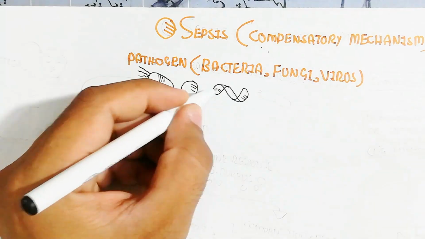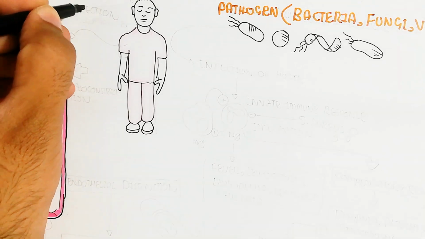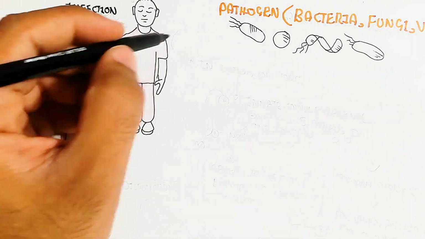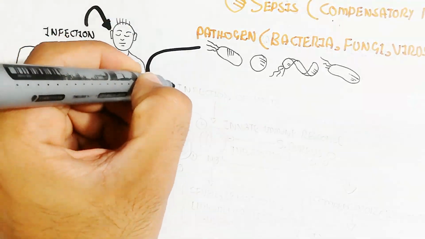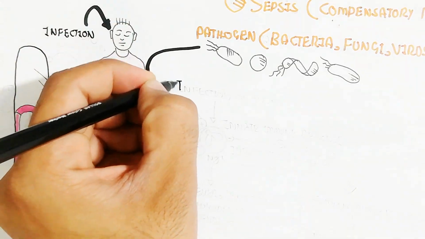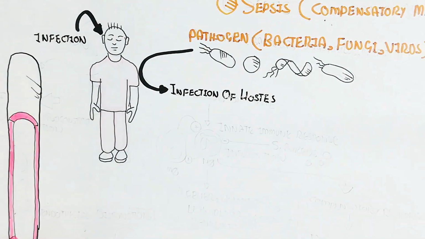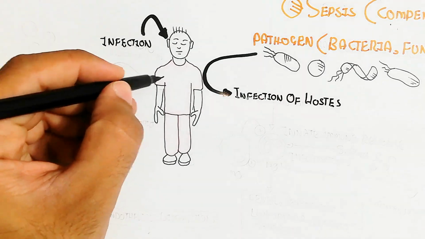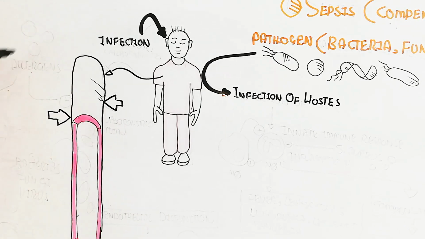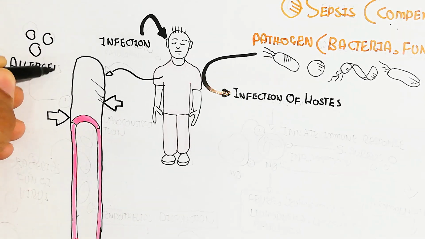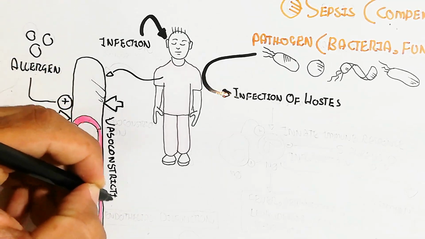Let's understand about that. Pathogens like bacteria, fungi, and viruses invade and enter into the person, which is known as infection. Infection of the host will activate the innate immune response, with innate immune cells like neutrophils and macrophages first. This is the first line of defense after the barrier immunity. So allergen is also important for the creation of sepsis.